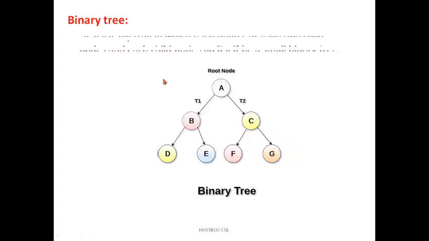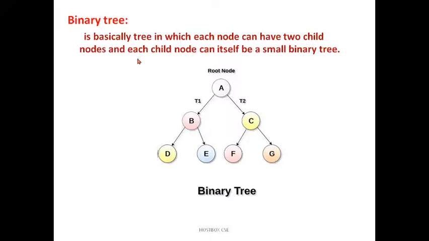Let's see. First we have to know what a binary tree is. A binary tree is nothing but a tree in which each node can have two child nodes, and each child node can itself be a small binary tree. So binary tree means what? A tree having only two children, not more than that. The maximum is two children, and the children may have other sub children or not, it does not matter.